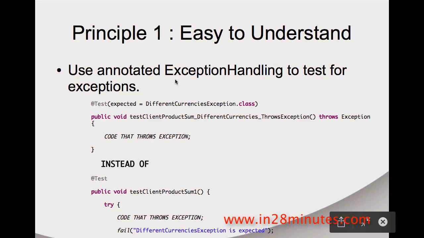The other important thing is to use the annotated exception handling to test for exceptions. So you have @Test(expected = DifferentCurrenciesException.class). If you are expecting an exception, then use that rather than try catch and writing all the logic around it. If you are expecting an exception to be thrown, just say @Test expected is equal to this. And if that exception is not thrown, the test would fail. And if that exception is thrown, then the test would succeed.